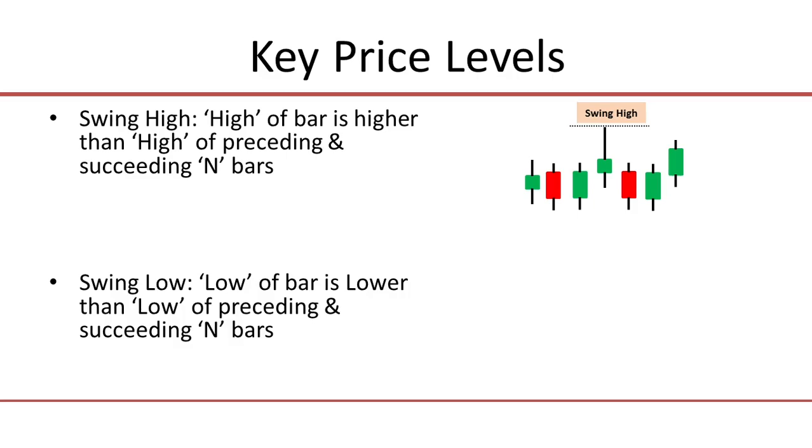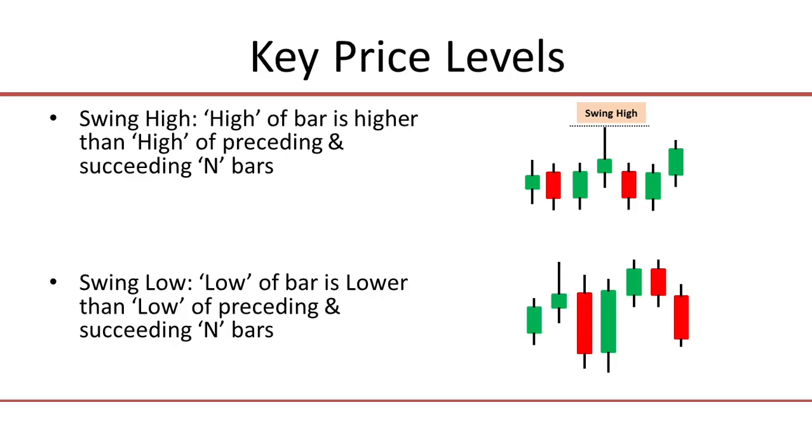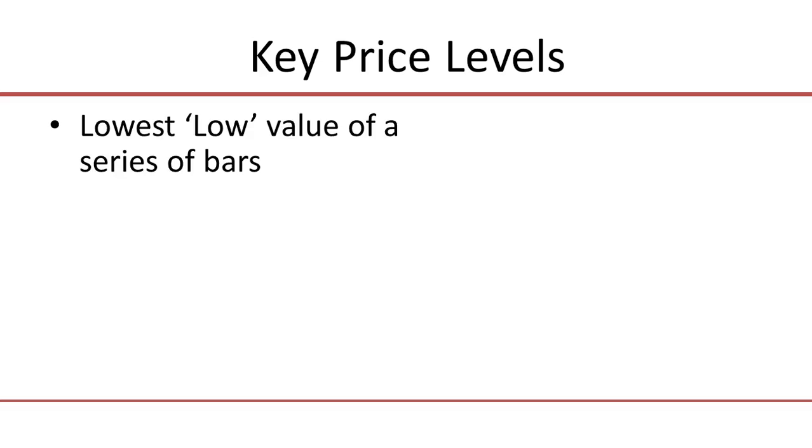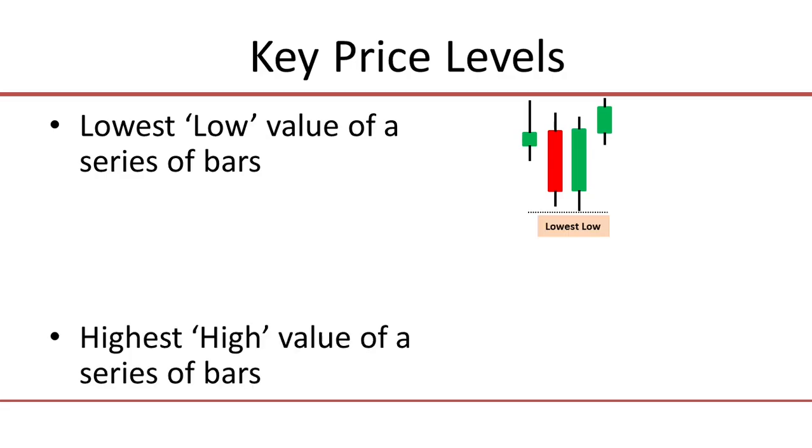Similarly, if low of the bar is lower than the low of the preceding and succeeding n bars, then it's a swing low. So for this example, the middle bar is the swing low, as its low is lower than the preceding and succeeding 3 bars. So lowest low value of a series of bars is the lowest low. Similarly, highest high value of a series of bars is a highest high.